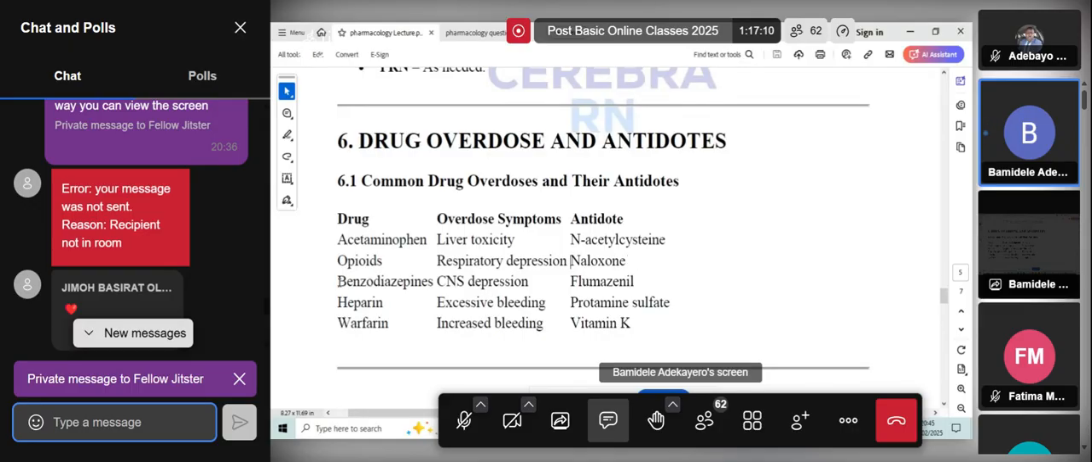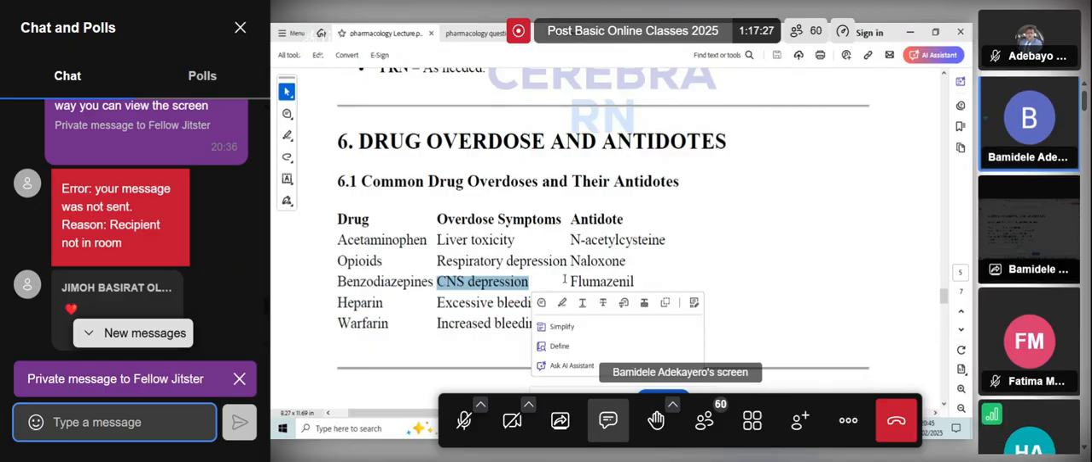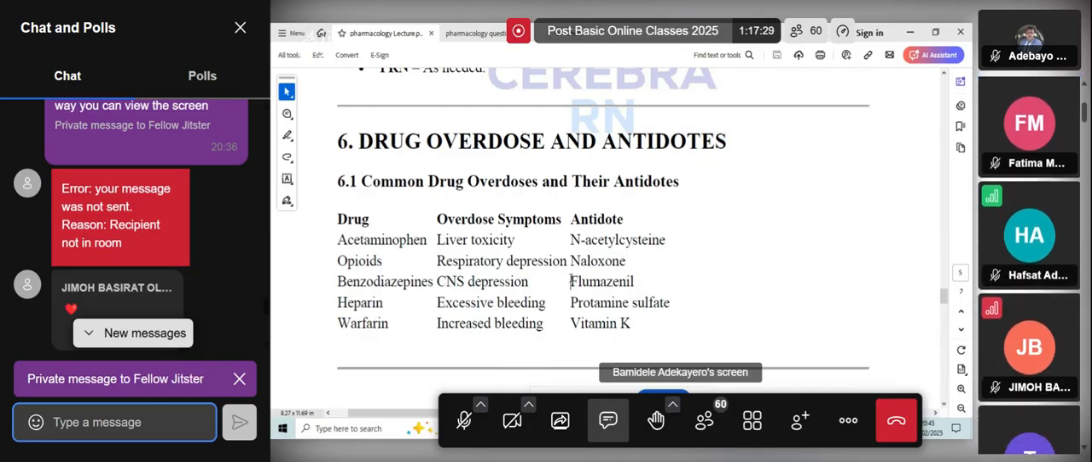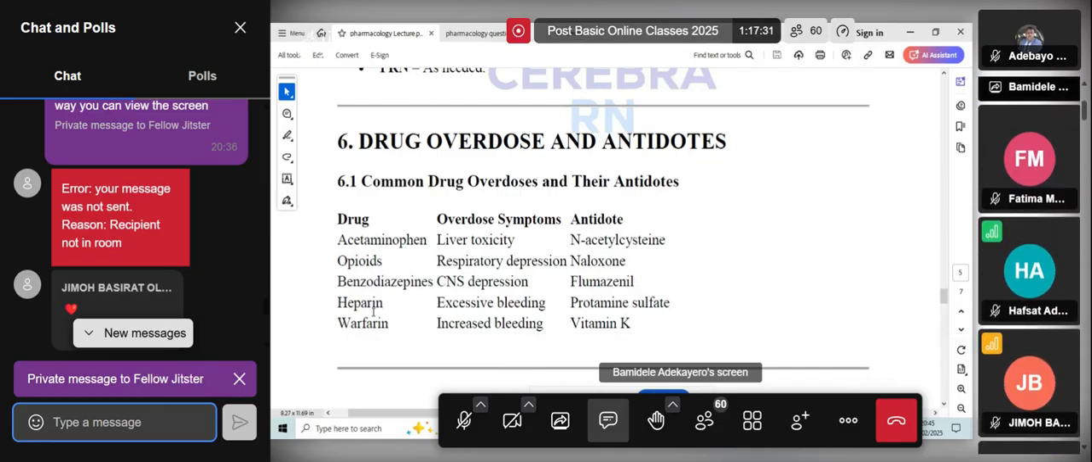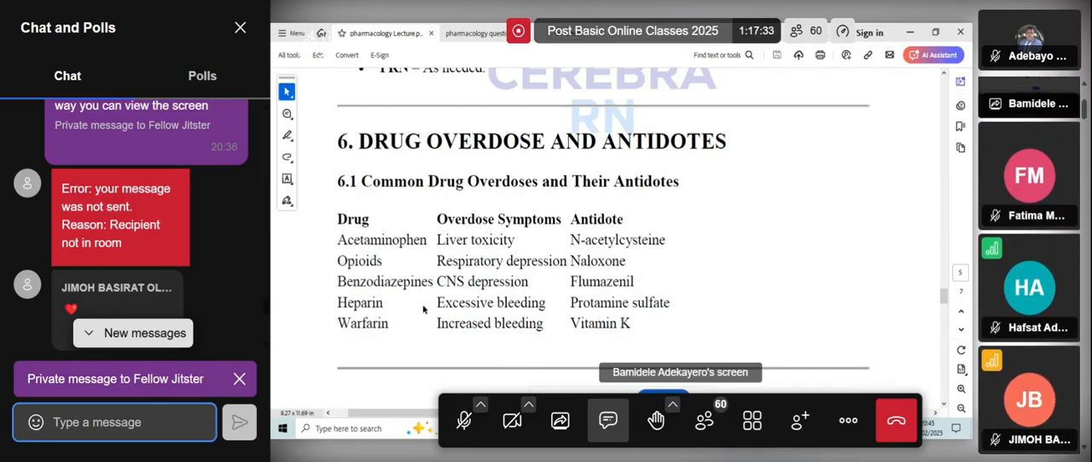Benzodiazepines here, examples are diazepam and lorazepam that we have. The common symptom is CNS depression. The person is sluggish, drowsy, and has a very slow reaction time, and the antidote is flumazenil. Heparin here, overdose of heparin is bleeding.